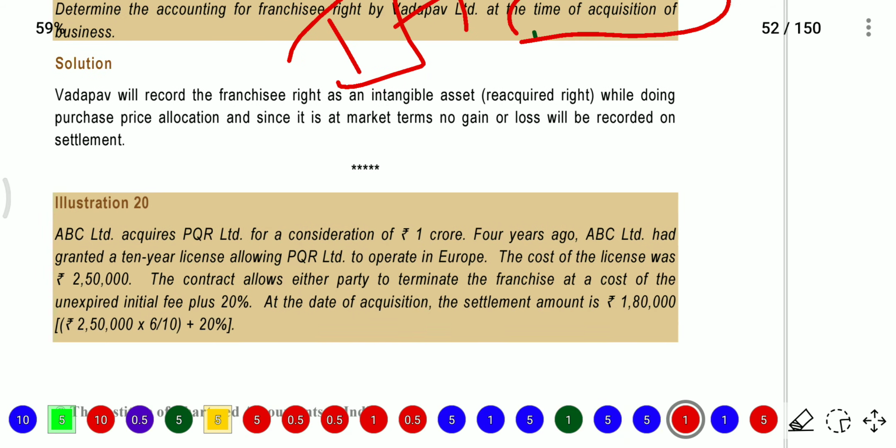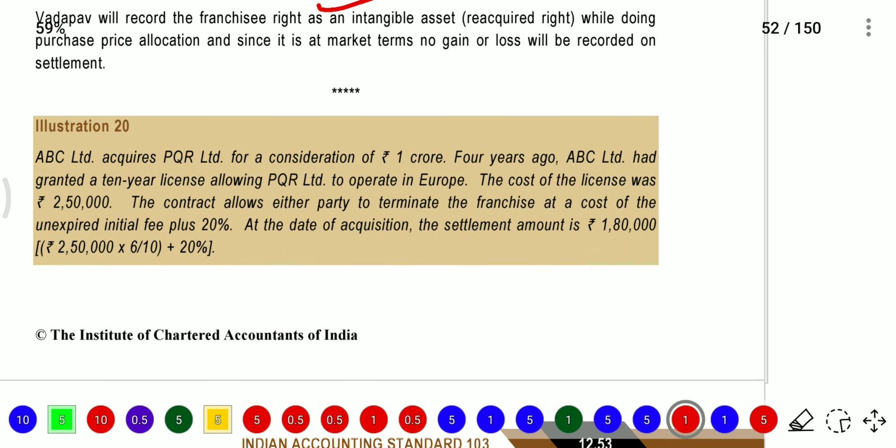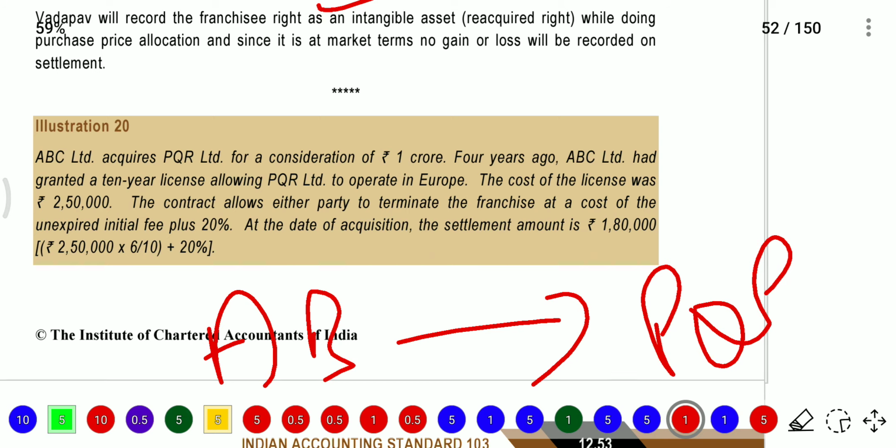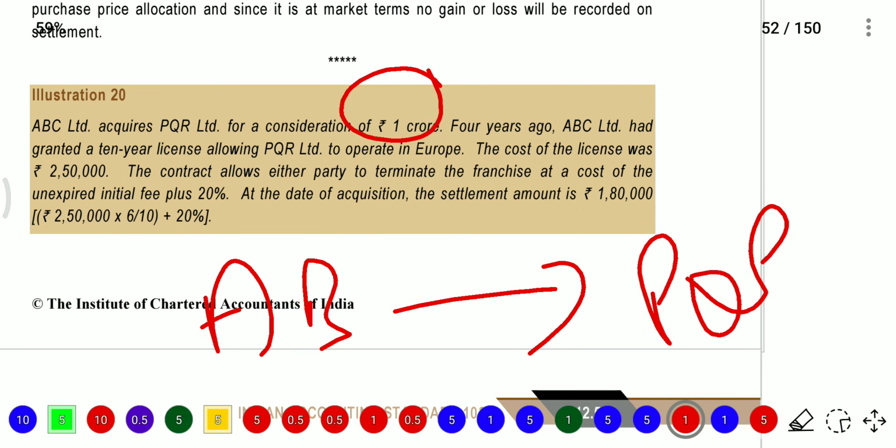Next, in illustration number 20, ABC Limited is there, and it acquired PQR company for a consideration of 1 crore. It is for 4 years ago. ABC Limited granted a 10 years license allowing PQR Limited to operate in Europe. So they were allowed one license which is granted for 10 years. Now 4 years were completed and the unexpired period will be 6 years. The cost of the license was 2,50,000.